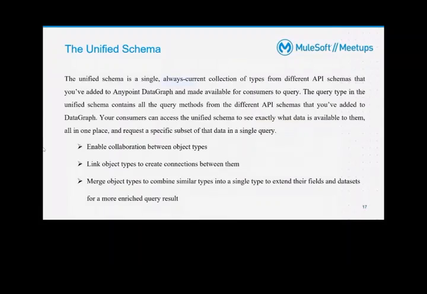So this is what I showed already. It enables collaboration between the object types. We can access the data from these different APIs. We can link those objects. If they are similar data types with similar elements, we can merge those data types if they have exactly the same fields.